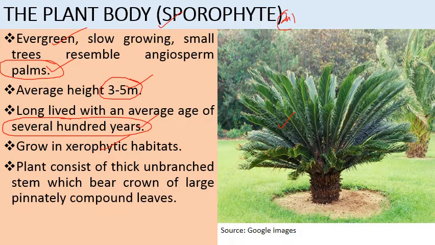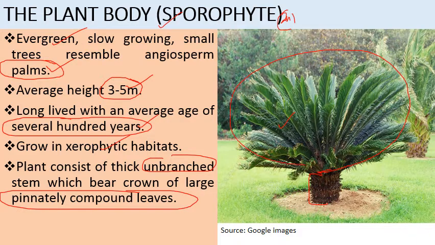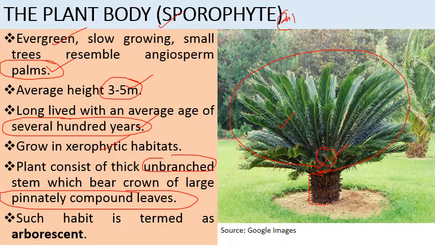And the plant consists of an unbranched stem. The stem that we can see here is unbranched, and it bears a crown of large pinnately compound leaves at its apex. These large pinnately compound leaves are present like a crown at the apex of the stem, and they also cover the apical region of this tree. Such habit is termed arborescent. Arborescent means tree-like habit.